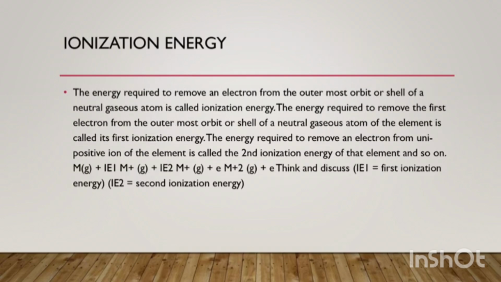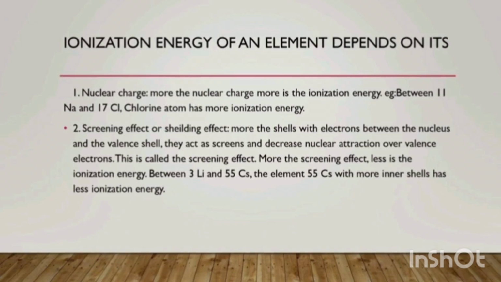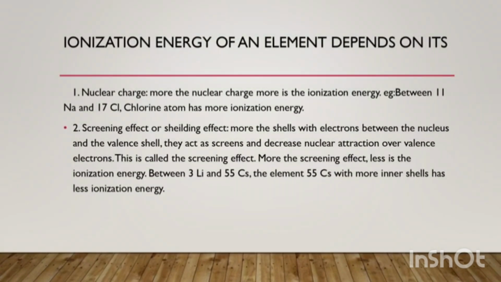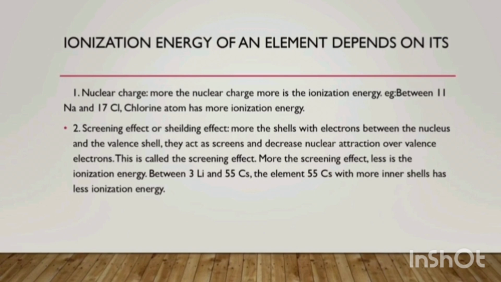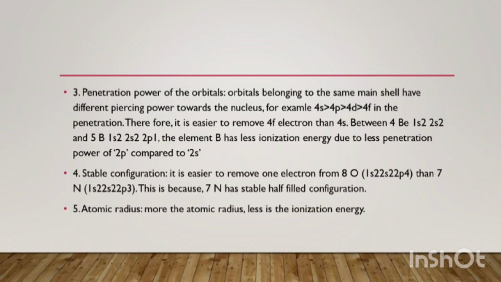Next is ionization energy. The energy required to remove an electron from its outermost shell is nothing but ionization energy, and it depends on certain factors, that is nuclear charge and screening effect. Nuclear charge: the more the nuclear charge, the more the ionization energy. For example, sodium and chlorine. Chlorine atom has more ionization energy, as it has more nuclear charge. Next is the screening effect. The more shells with electrons between the nucleus and the valence shell, they act as screens and decrease nuclear attraction over valence electrons. This we call the screening effect. The more the screening effect, the less the ionization energy.